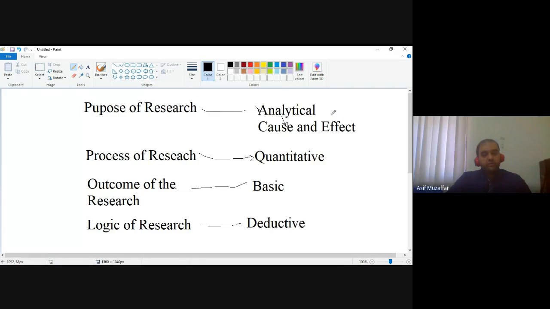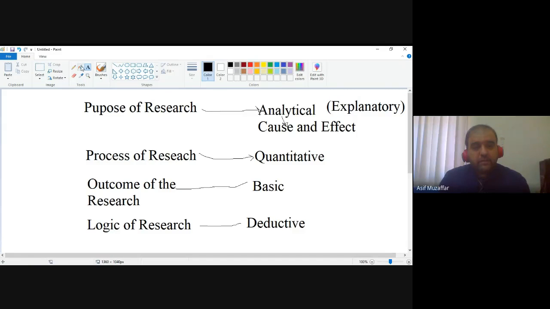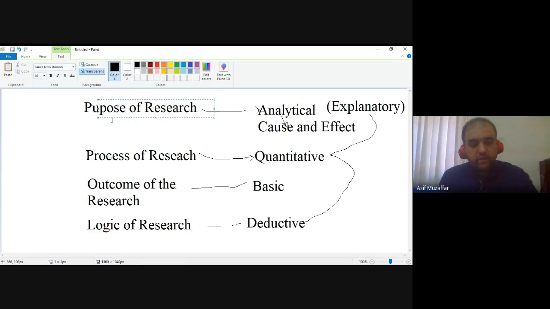Remember that. What is analytical research? Analytical research is a type of explanatory research, right? It's a type of explanatory research. So if you have explanatory research with you, your data will always be quantitative and the logic of the research will always be deductive. So please keep this in mind.